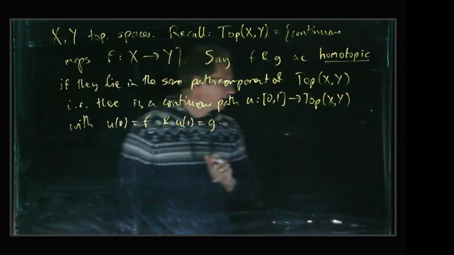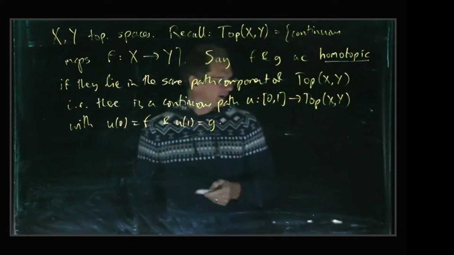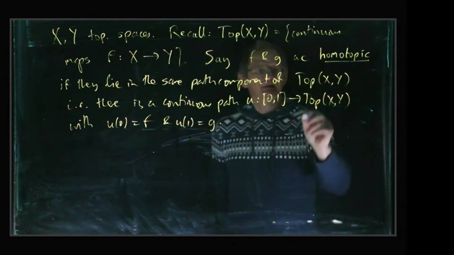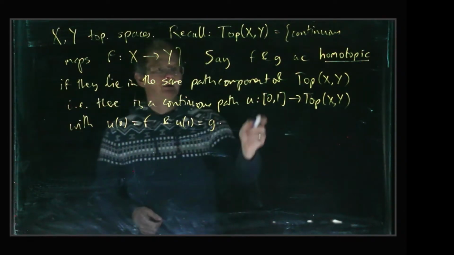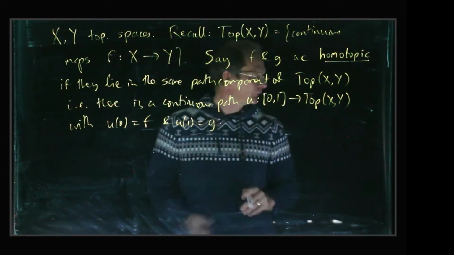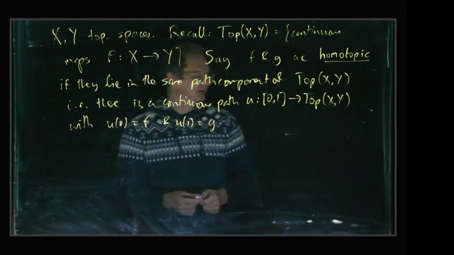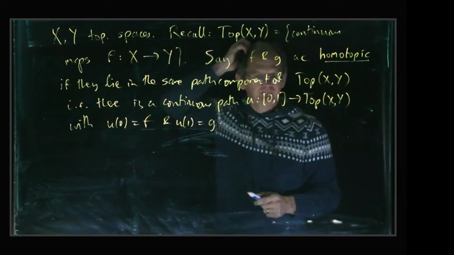Okay, so this would be nice if we could use this definition here, because then we could use all the stuff that we proved previously about path components. Unfortunately, there's a problem with this definition, in that we're talking about continuous maps to Top(X, Y), but Top(X, Y) at the moment is only a set. Okay, it's not a topological space. We haven't introduced a topology on Top(X, Y).